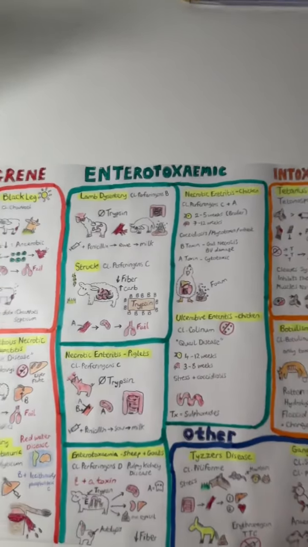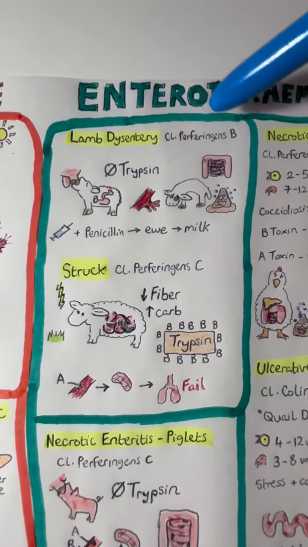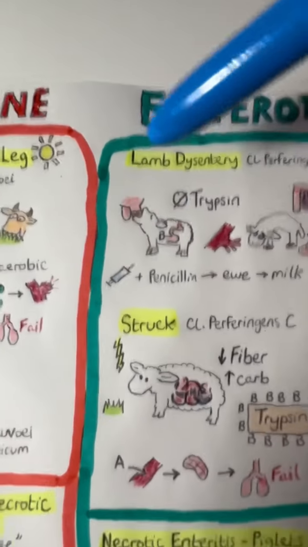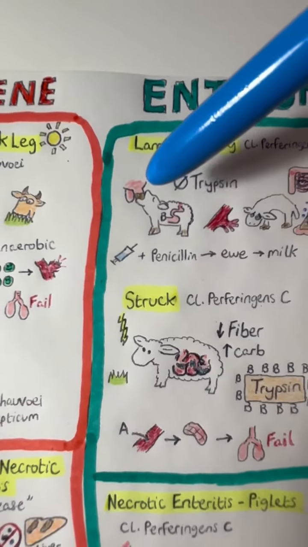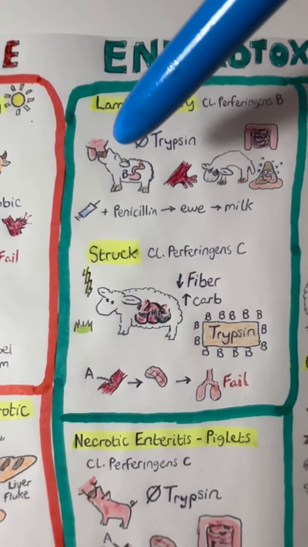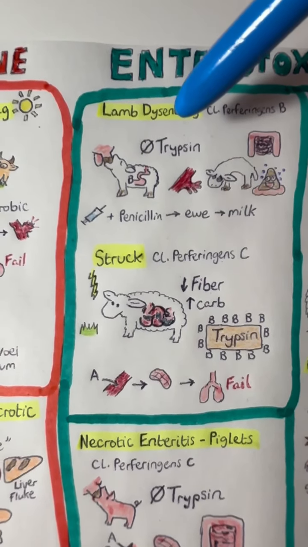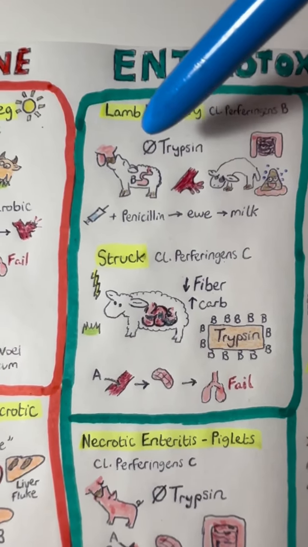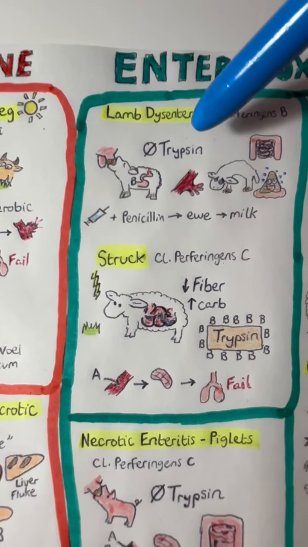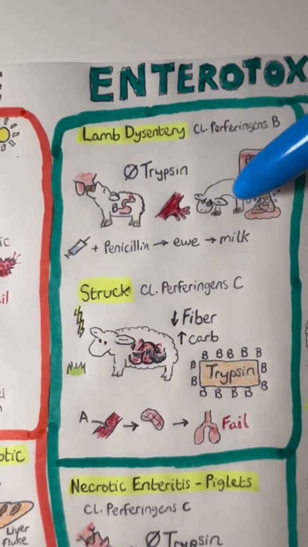For the first enterotoxemic disease, we have lamb dysentery. Lamb dysentery is caused by Clostridium perfringens B. It occurs when young lambs are suckling on a feces-contaminated teat. This allows the beta toxin to enter into the lamb's body. Beta toxin is normally inactivated by trypsin. However, young lambs that are still suckling do not have any trypsin. The unchecked beta toxin will cause vessel damage, which will cause a lot of pain for the lamb.